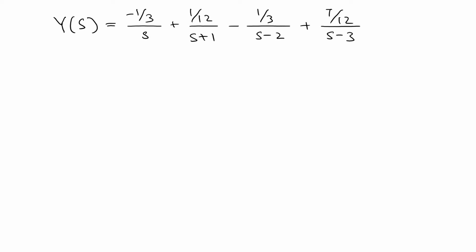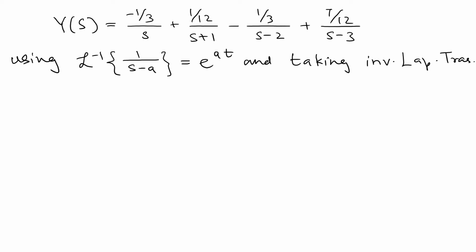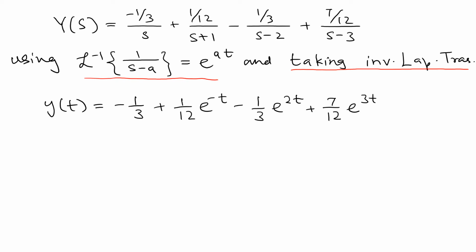So we have Ys. Now we use the inverse of the 1 over s minus a expression to find yt. We use the common exponential expression, and then taking the inverse Laplace transform, we can have the answer like this. We use the fact that the Laplace transform of 1 equals 1 over s. That's how you get the first term. So this is how you solve an equation with distinct linear factors quickly using the cover-up method. So let's look at the next one.